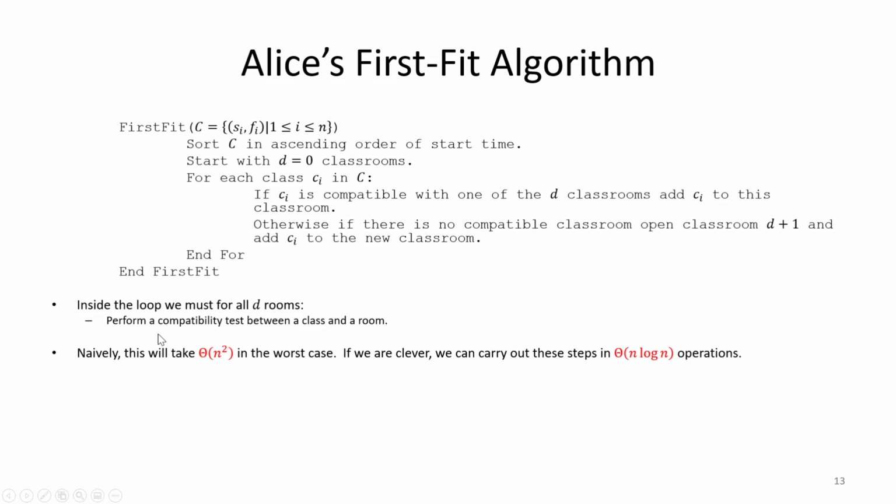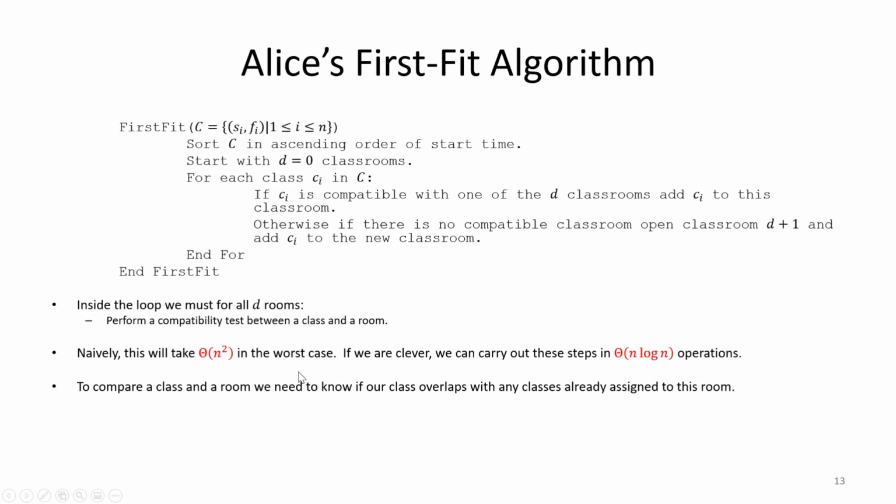So again, not too much new here, but all it says is that inside this loop, what we seemingly need to do is for all d rooms, we need to check compatibility. So let's focus in, what does this mean? What do we need to do to check compatibility? And it's actually going to be here, or at least this is one place, where the sorting of our classes is going to become helpful, at least in our analysis.